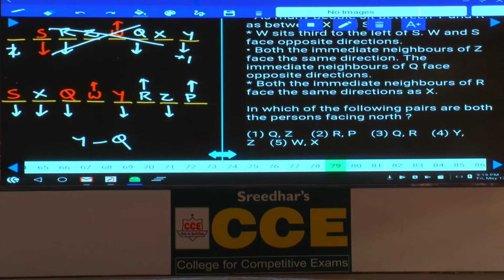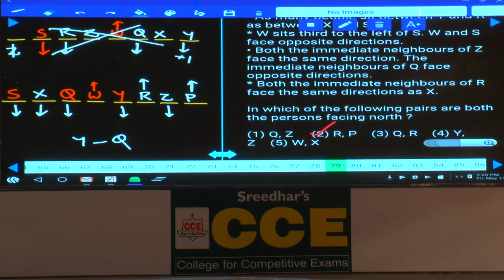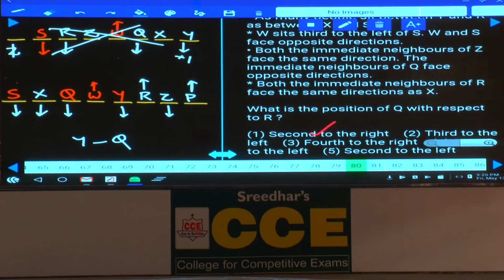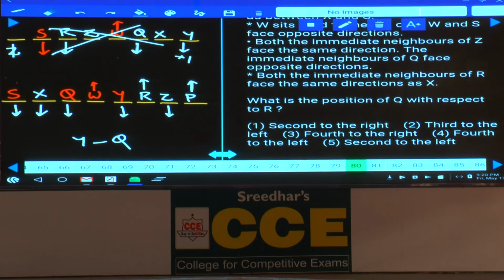Then question number 79, in which of the following pairs are both the persons facing north? Now Q and Z are facing south. R and P are facing towards north, that is choice 2. Then question number 80, what is the position of Q with respect to R? Q with respect to R is facing towards north and Q is south to the left, that is choice 2. Now this was about questions 76 to 80.